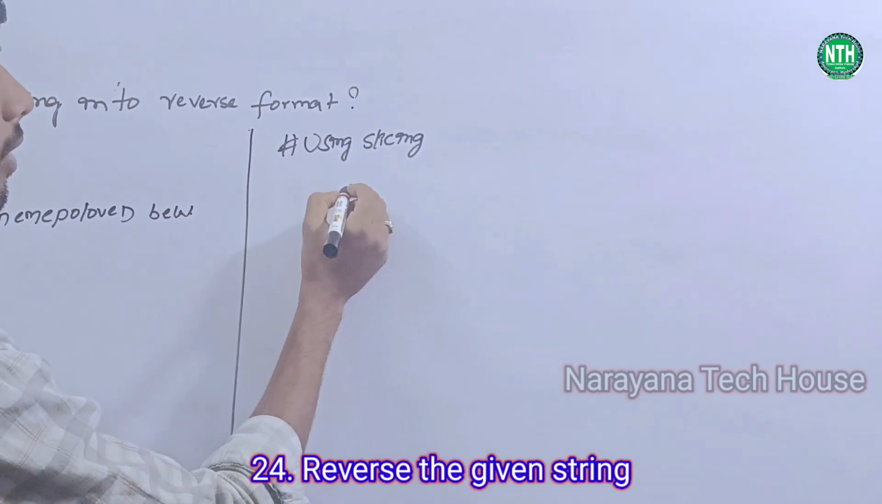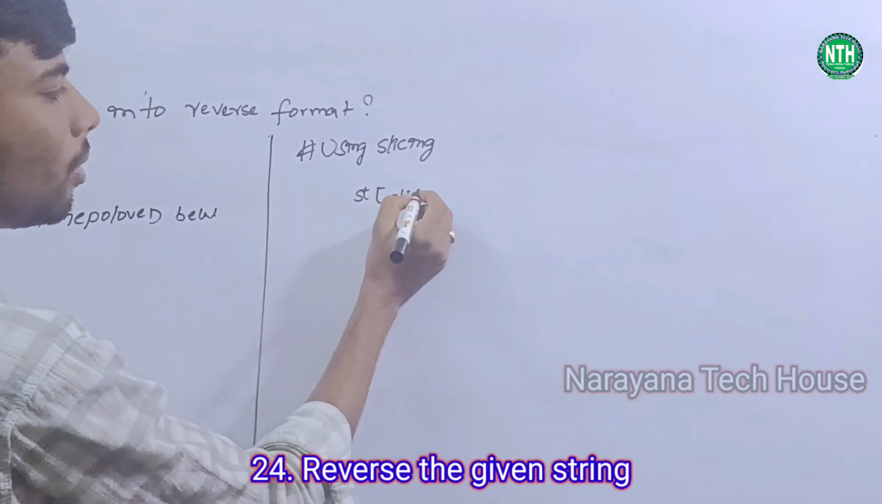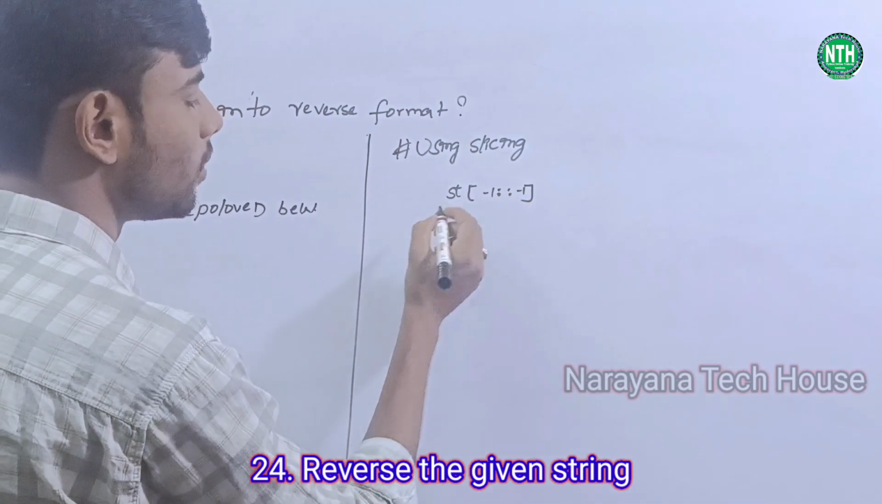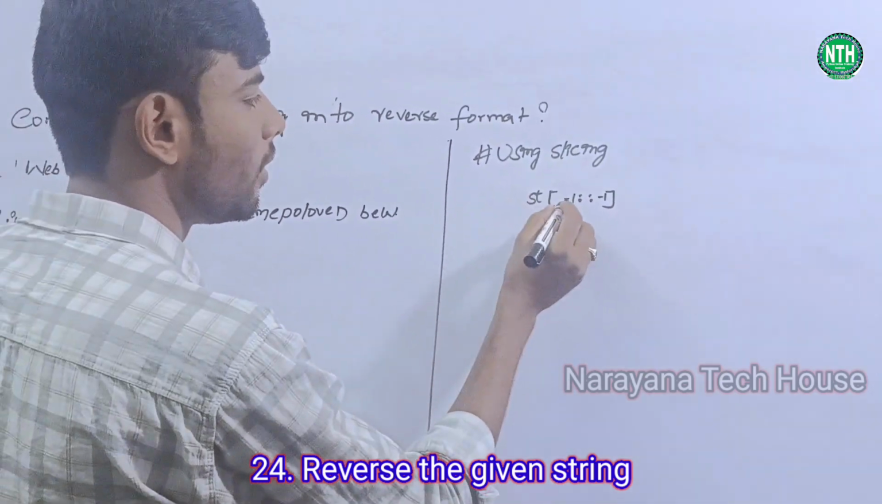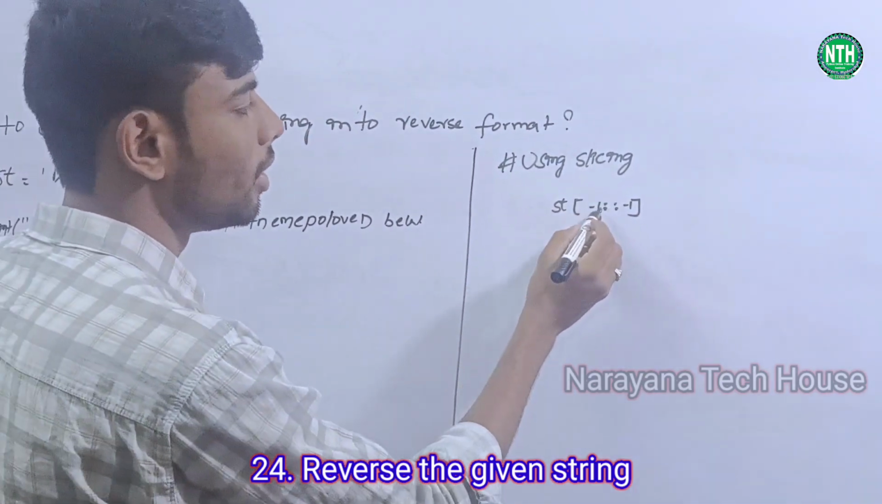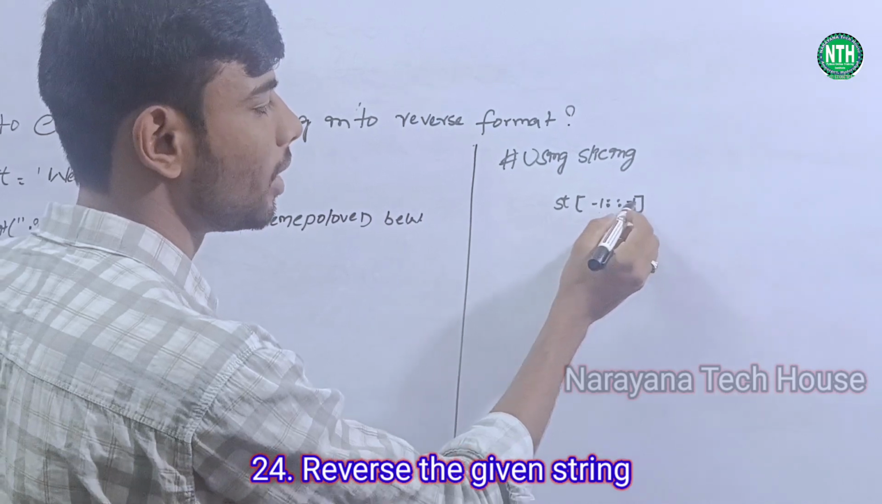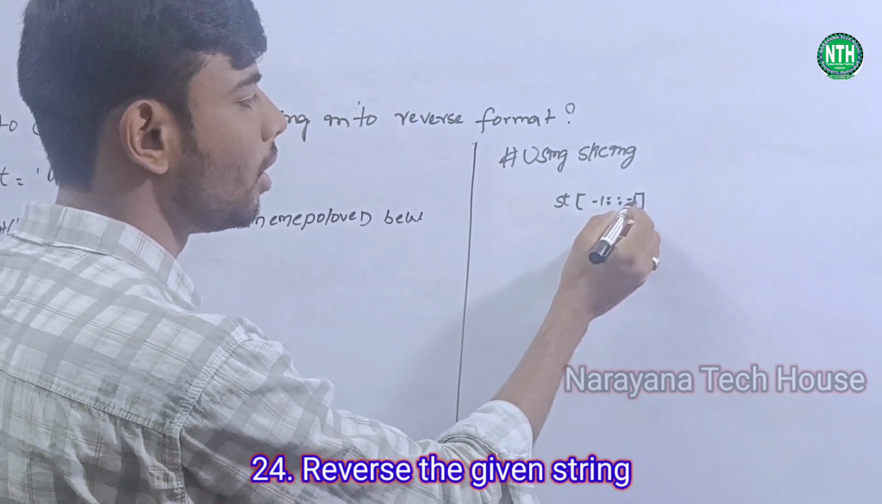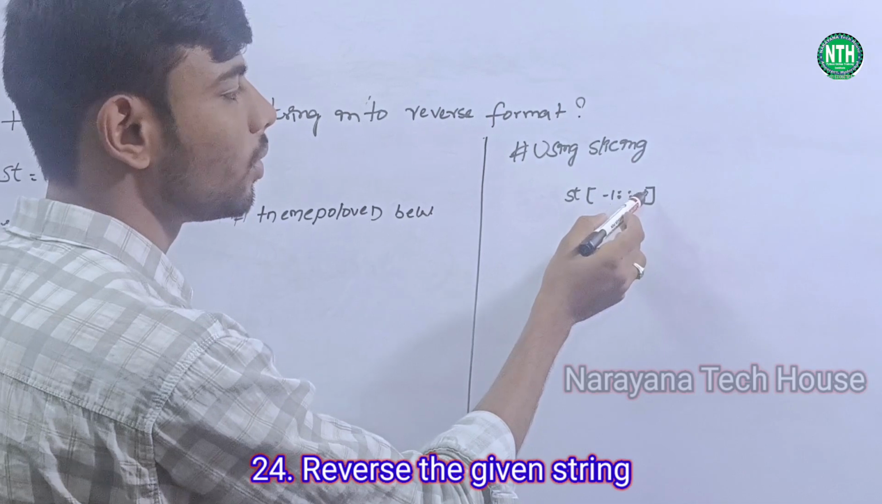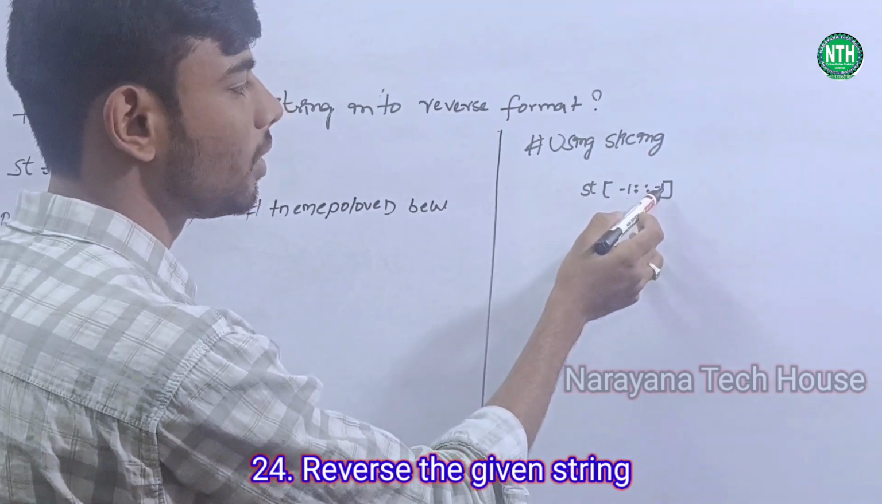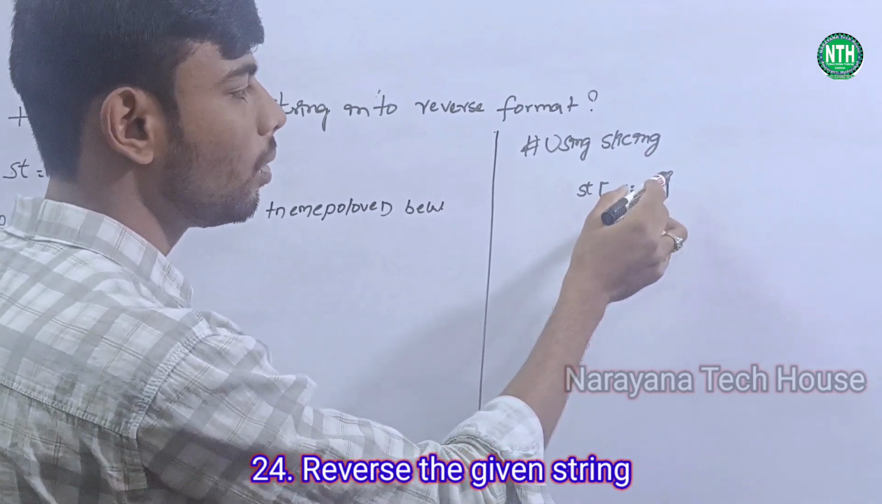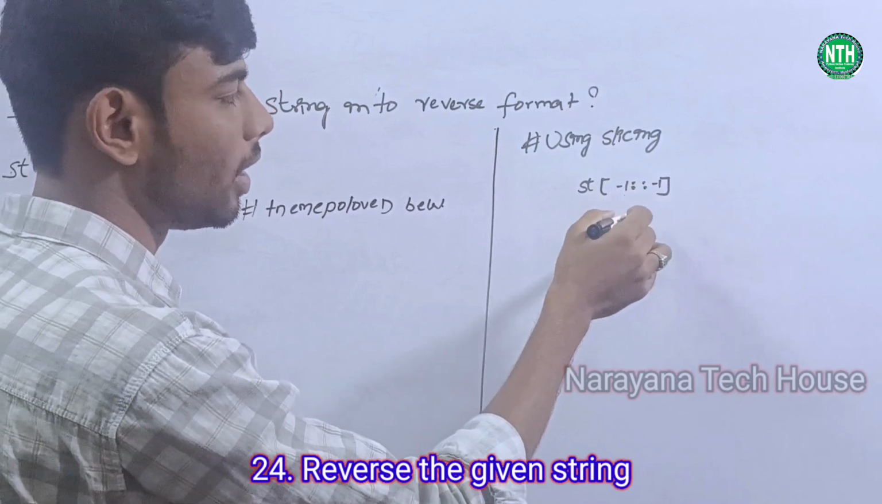I want to take the given string with [::-1]. I want to reverse the given string using slicing. This first part represents the start, and this -1 represents the step size. I want to reverse the given string using step size -1. -1 means I want to move in the negative direction.